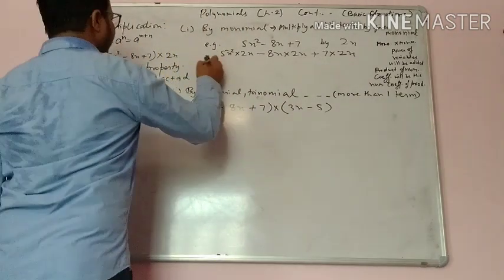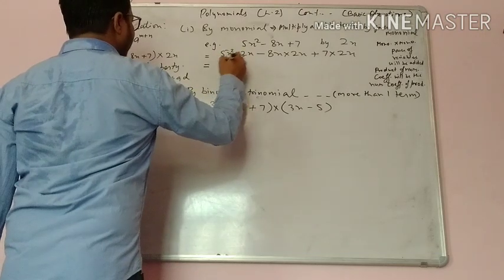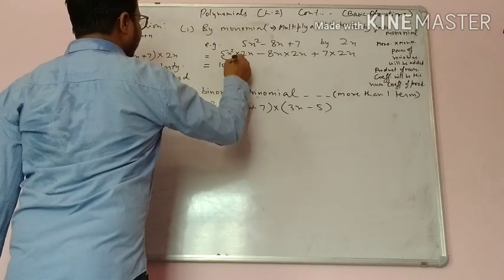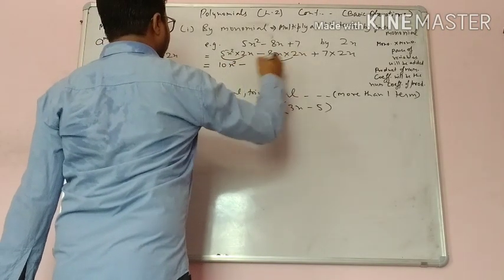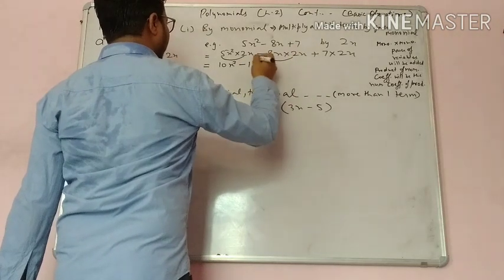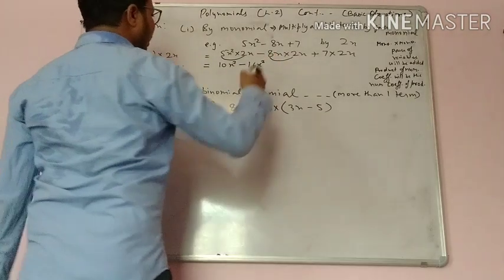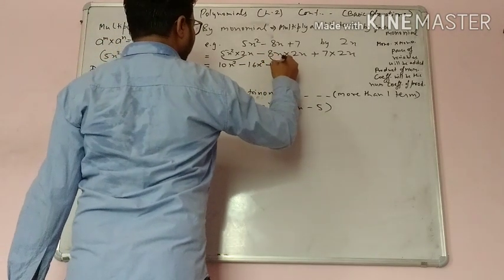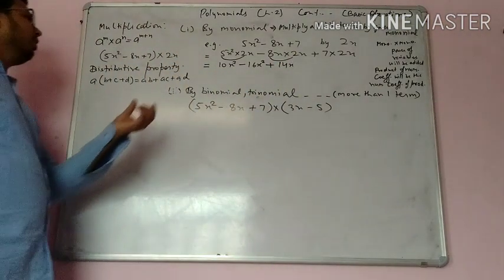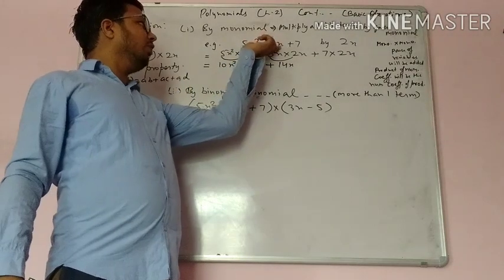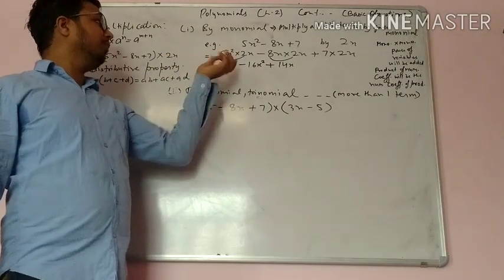Now here it will be 5 into 2, 10, and x's power 2 plus 1 is equals to 3, minus 8 into 2, 16, x's power 1 plus 1, if not given that is 1, so 1 plus 1 is equals to 2, plus 7 into 2 is equals to 14. The power of x will be 1. So that is the product of trinomial by a monomial. I think you all have understood how we can multiply monomial by monomial.